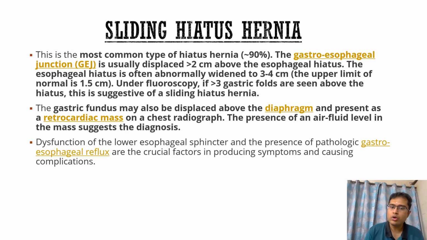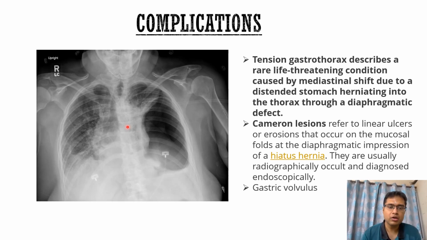The dysfunction of the lower esophageal sphincter and the presence of pathologic gastroesophageal reflux are crucial factors in producing symptoms and causing complications. The complications of a hiatus hernia include a tension gastrothorax. This describes a rare life-threatening condition caused by mediastinal shift due to a distended stomach herniating into the thorax through a diaphragmatic defect.